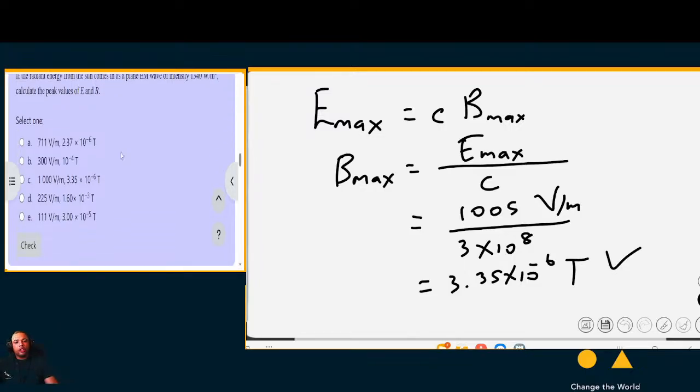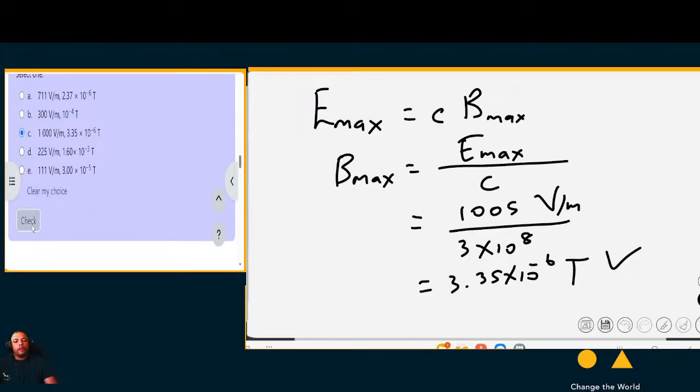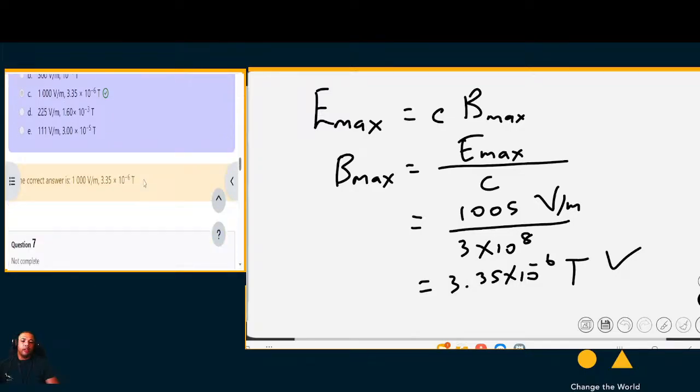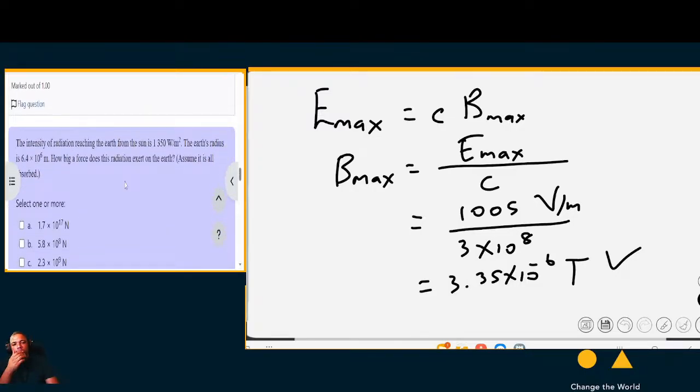Now let's check. 1005 we got, remember? So the closest one there for E max is 1000. And then of course we got 3.35 times 10 to the negative 6, and that's what they got as well. So we'll pick this one: 1000 volts per meter and 3.35 times 10 to the negative 6 Tesla. So we did calculate the peak values for the electric field and the magnetic field. Okay, so question 7.